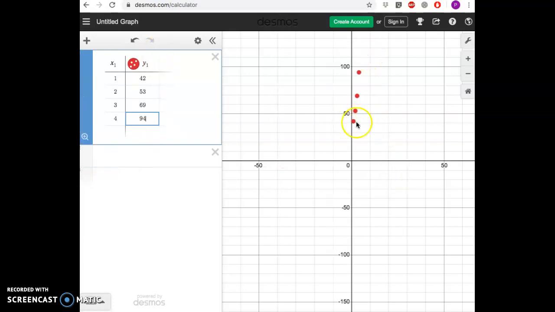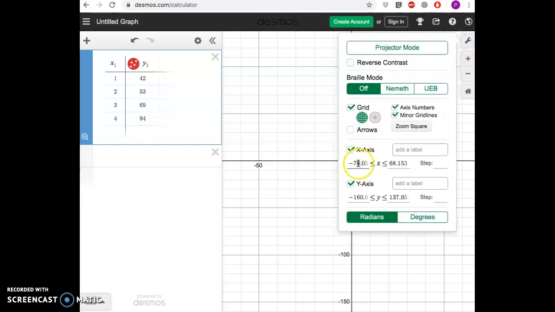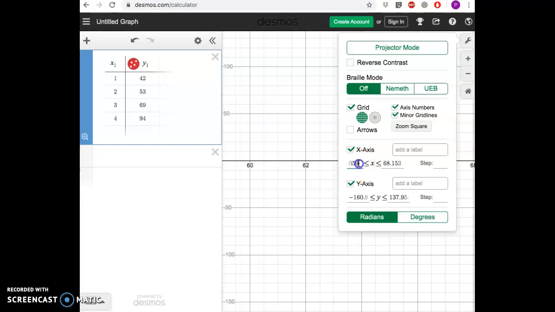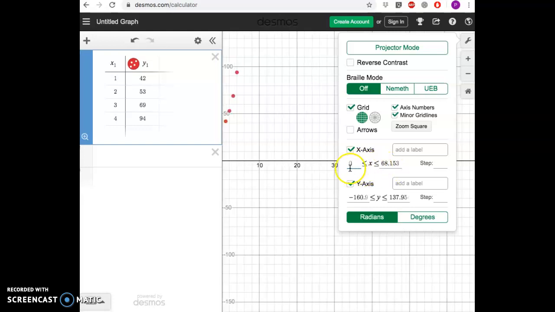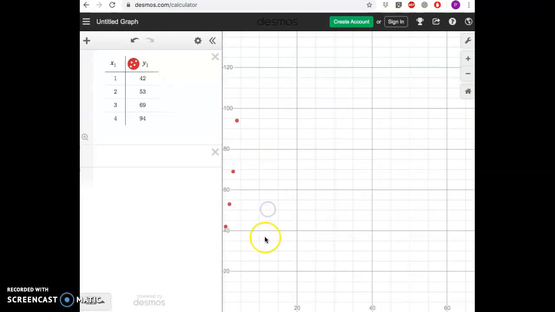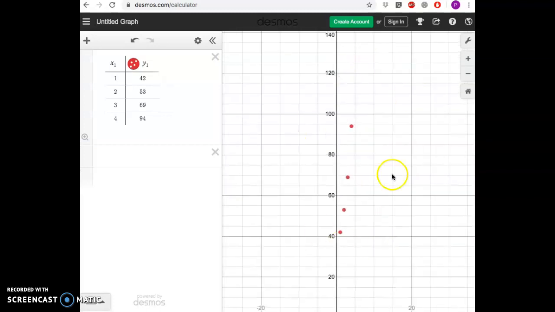And so if you want, you can always change the settings on your graph by going to the wrench. We don't have any negative days, so you can change it to 0 if you want. And then we don't need any negative y's, so you could change that to 0. And so you have a graph that looks something like this.